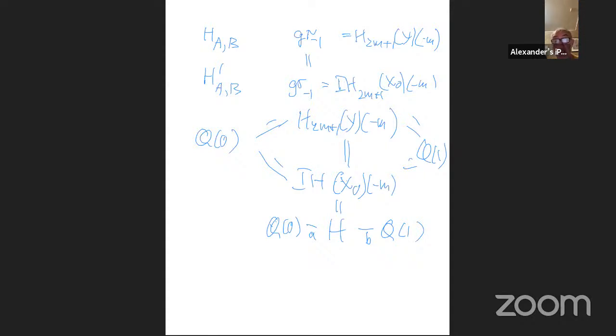And certainly, isomorphism classes of such objects have a natural action of the group of extensions of Q of zero by Q of one on this set. Well, if you have an extension of Q of zero by Q of one, you can just consider the Baer sum with the thing. And the set is actually a torsor with respect to this group.